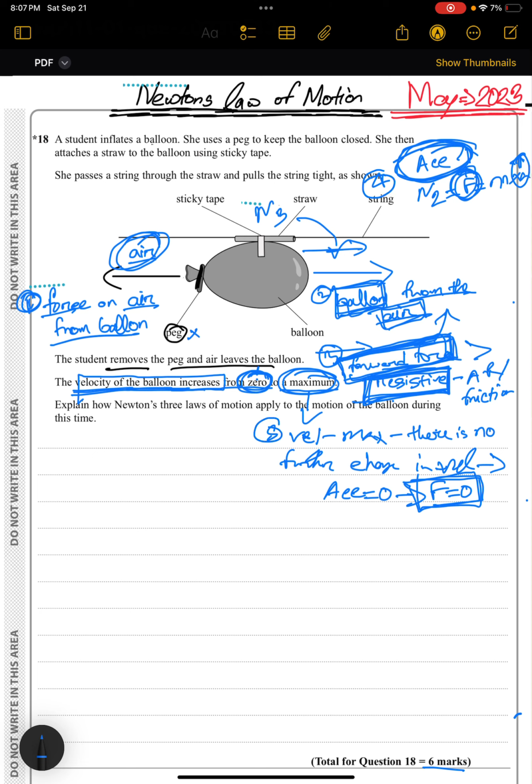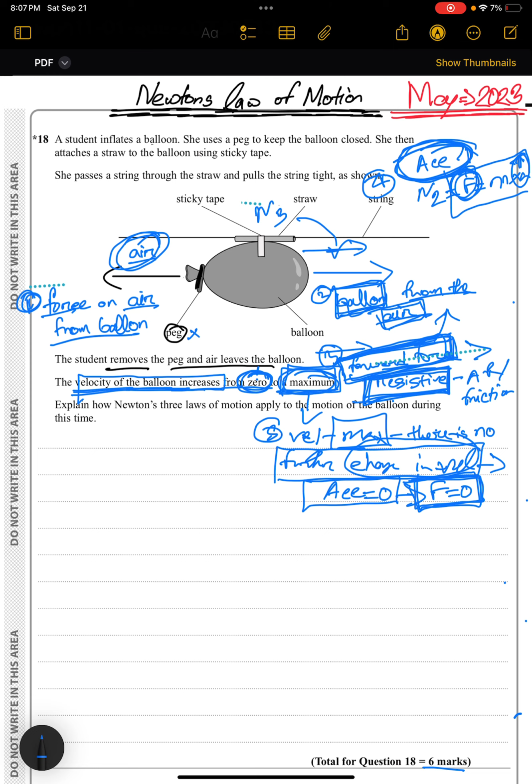And when the velocity gets to its maximum, by increasing and increasing, at one time it will reach its maximum value. When the velocity reaches its maximum, there is no further change in velocity. The velocity will not increase any further. At that time, as there is no change in velocity, as it has reached its maximum velocity, the acceleration will become 0. And when the acceleration becomes 0, the resultant force is also 0. From this equation, Newton's second law, the resultant force is also 0.